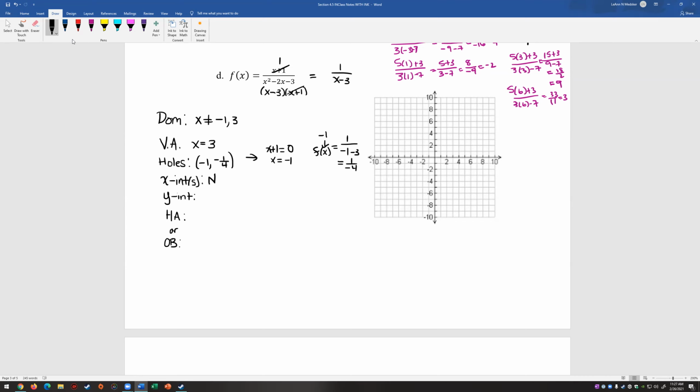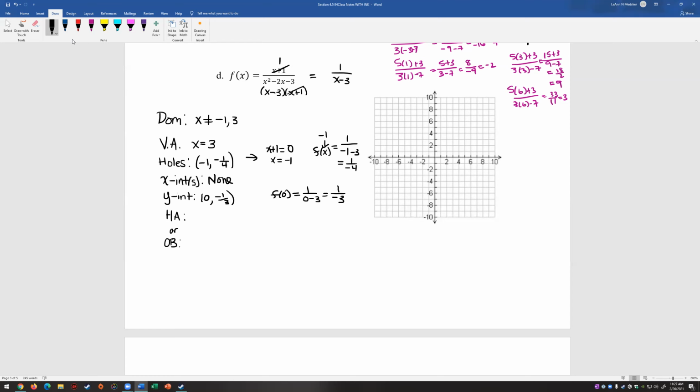X-intercepts, there are none in this problem. Even though there was an x in the numerator originally, x-intercepts have to be found after the reducing step. There is no longer a factor with an x up there, so we will have no x-intercepts. The y-intercept is found by doing f of 0. So that's 1 over 0 minus 3, which is -1/3. Remember, 0 comma number is how we write y-intercepts.